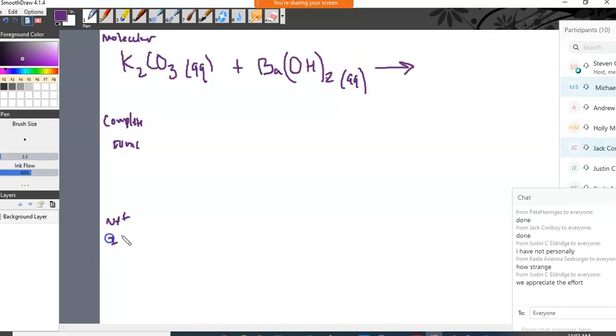Now, as far as balancing, if you want to balance every equation afterwards, that's fine. But I really just care about the net ionic equation. If you totally understand this, you're like, I don't have to balance it, that's fine. But if you want to balance the net ionic equation at the end. Okay?